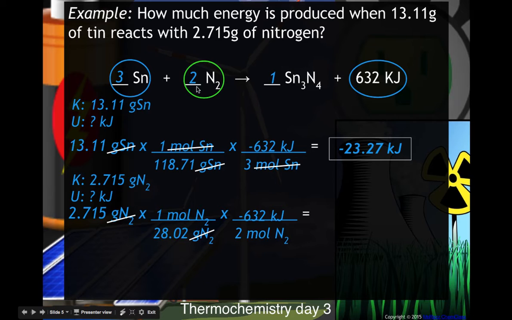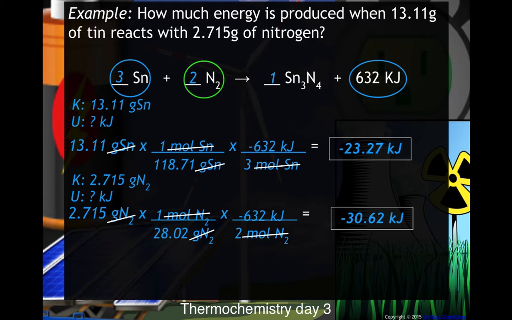For each 2 moles of nitrogen, it's producing 632 kilojoules. So it was lost from this side. It was produced over here. So I've got a negative sign. Cross off my units, and my answer is a negative 30.62 kilojoules. I look for whichever one's the lowest. This is lower, so this is going to be my limiting reactant.